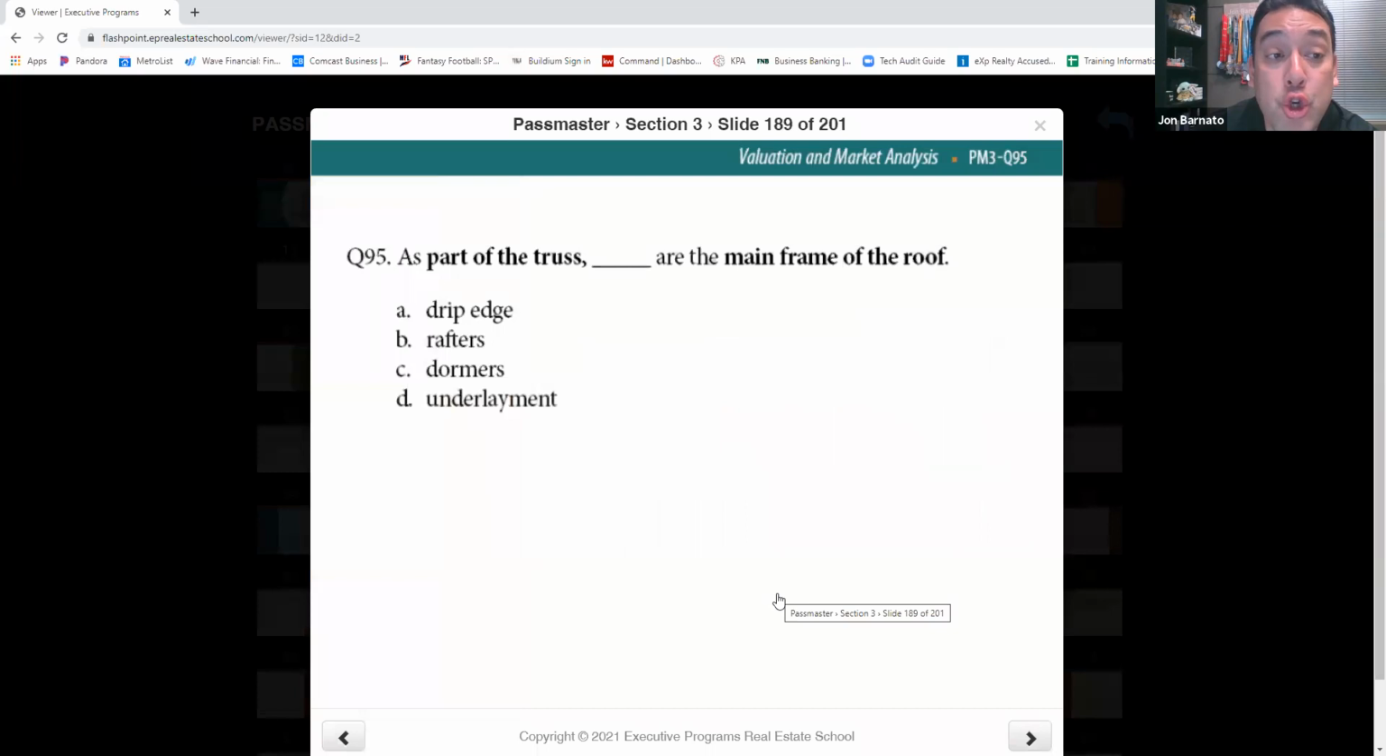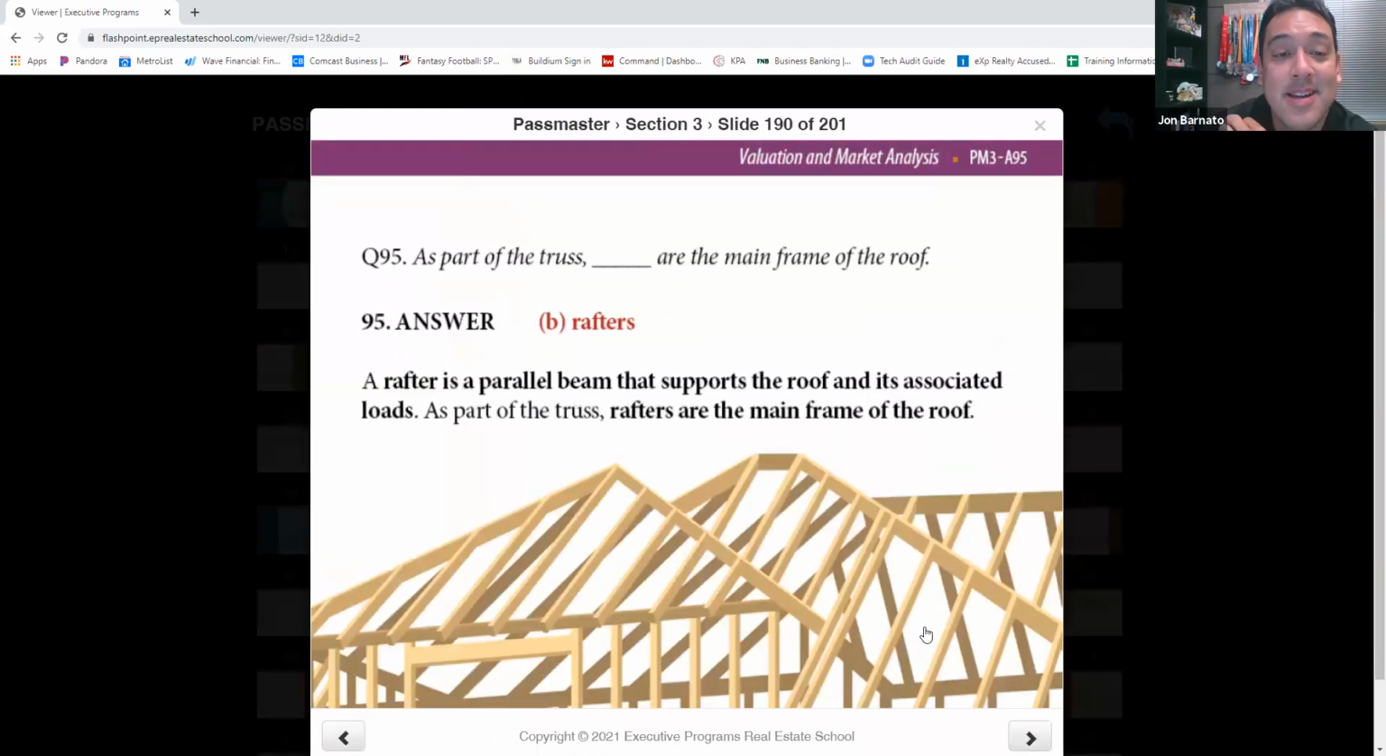As part of the truss, planks are the main frame of the roof. You have a truss. B. Andrew must have been in construction at some time. Yes. Rafters. So these are the rafters. That's the truss. Truss, rafters.